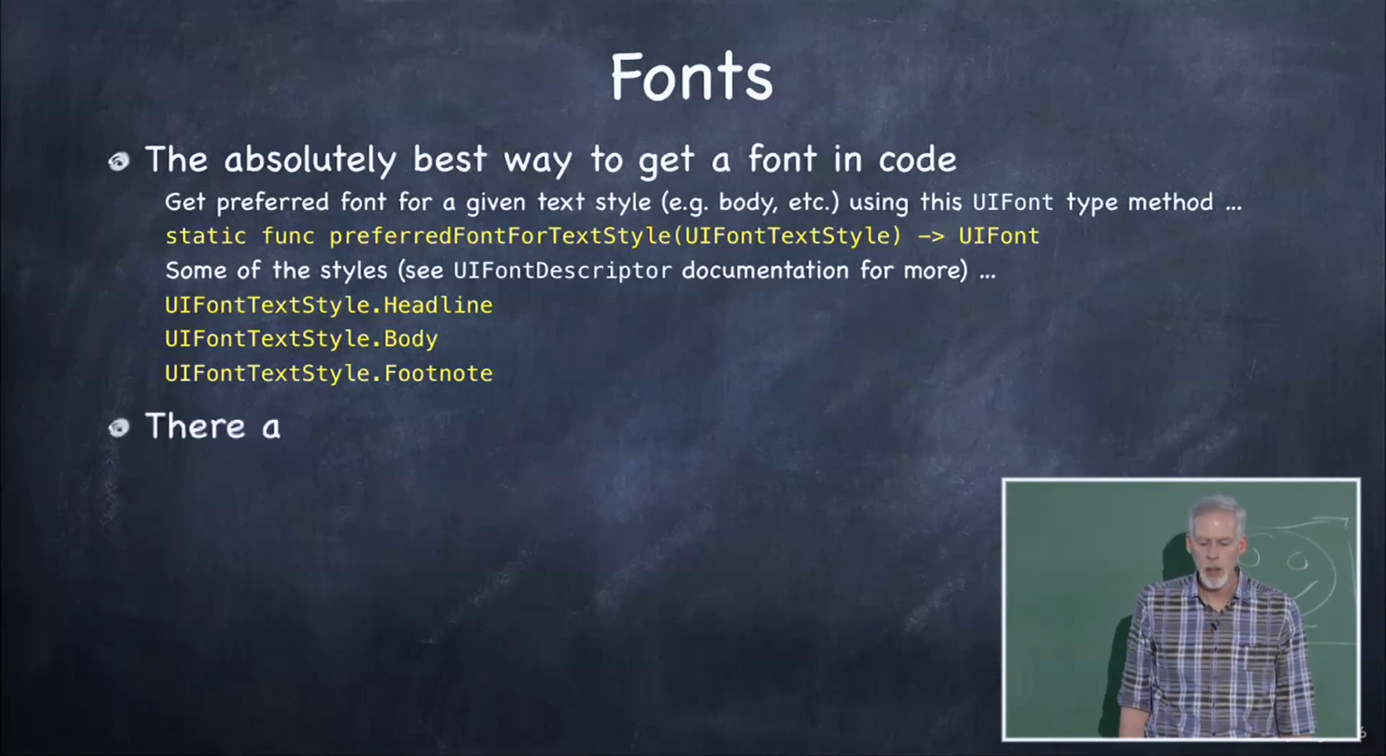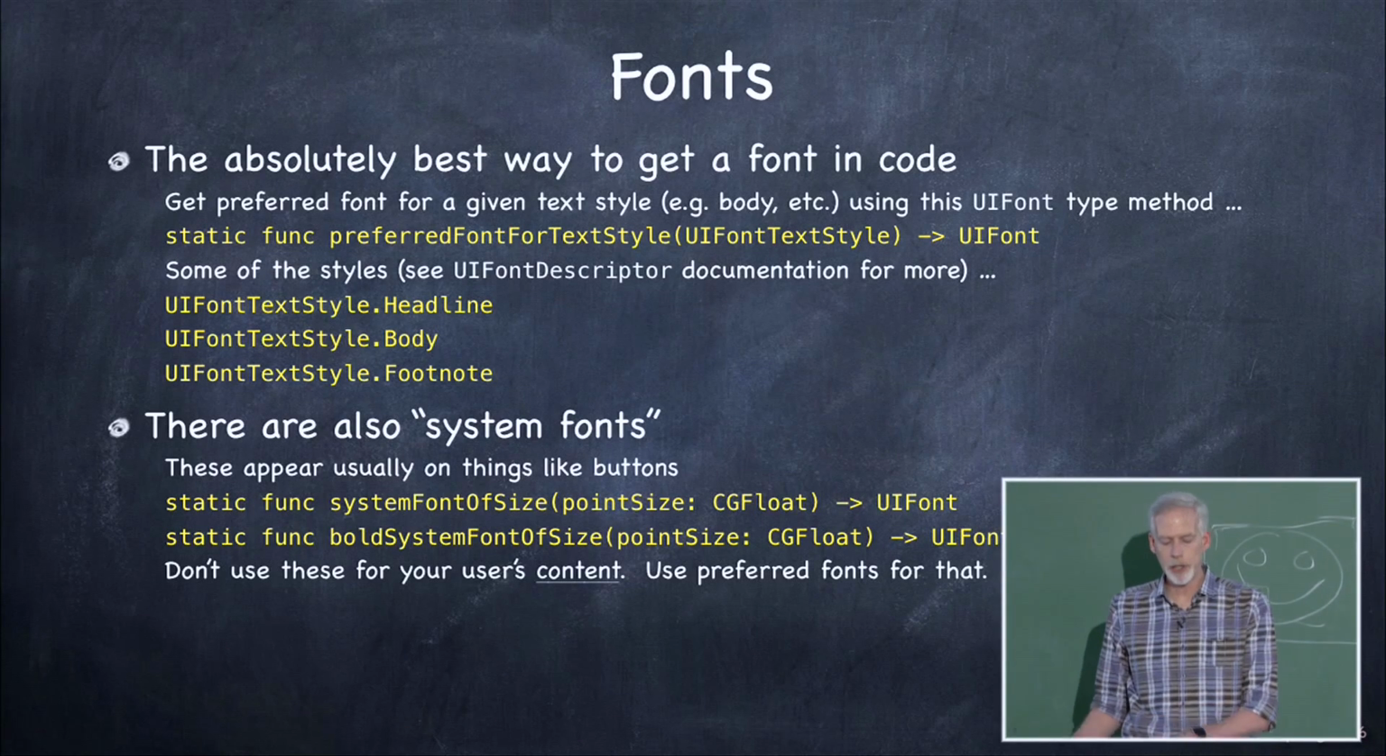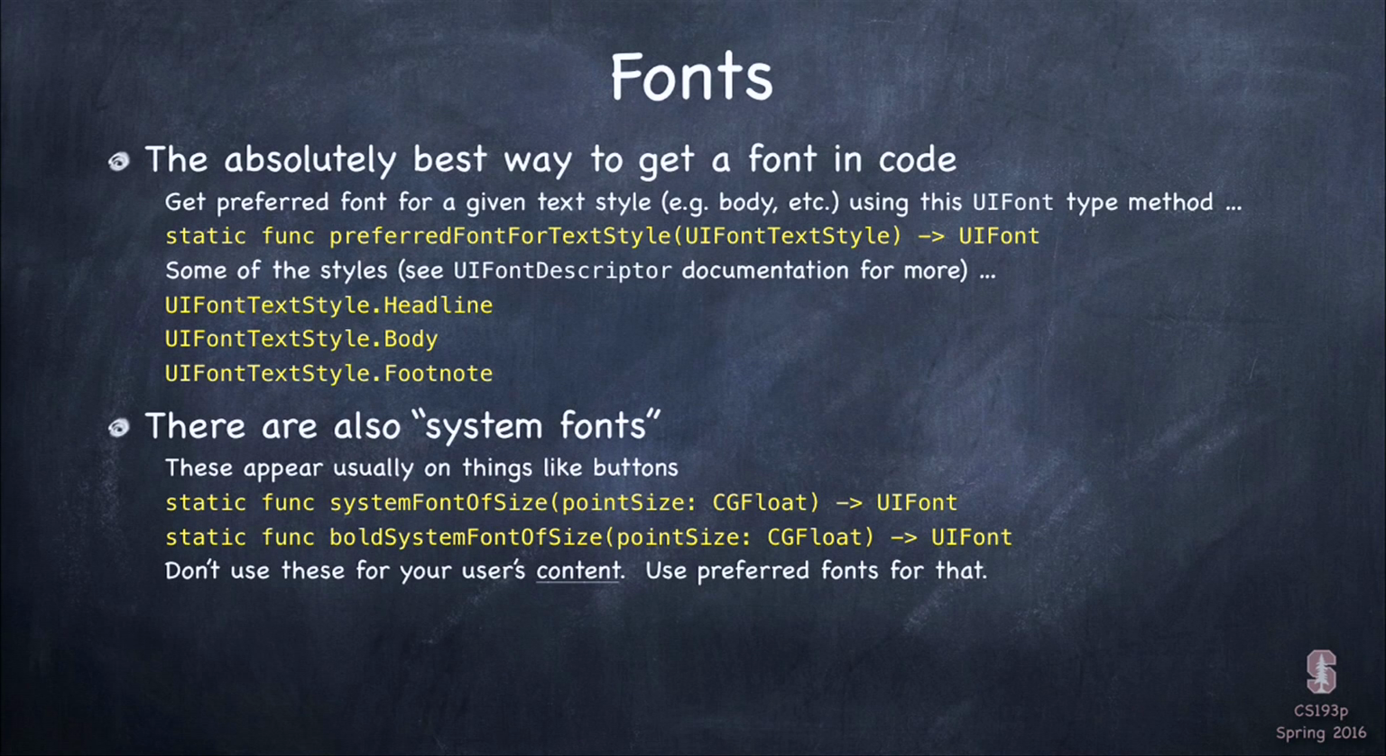The second kind of font thing is system fonts, okay, system font of size, bold system font of size, system fonts, what we've been using in our calculator. Those go on system elements like buttons. Okay, that's where you would use a system font. In our display in the calculator, we probably shouldn't have used a system font there, because really what's in the display is kind of the user's content. Probably we should have used a preferred font, but I hadn't shown you this slide yet, so I can't introduce it all at once, okay? But that probably would be better.